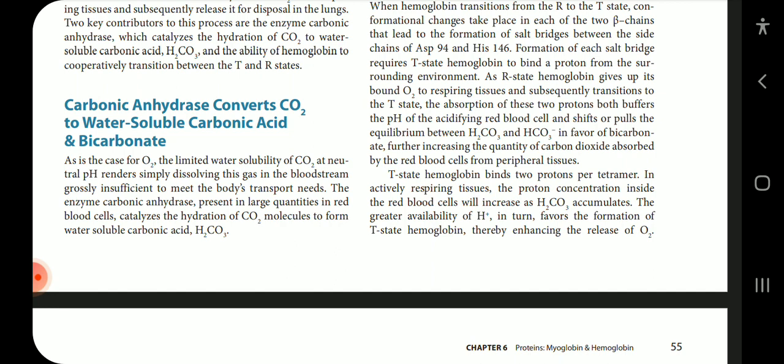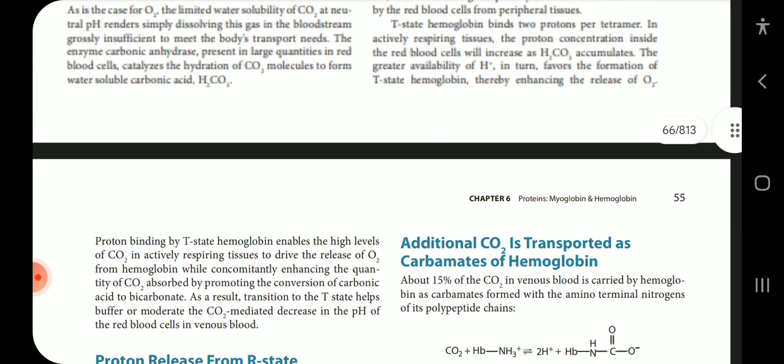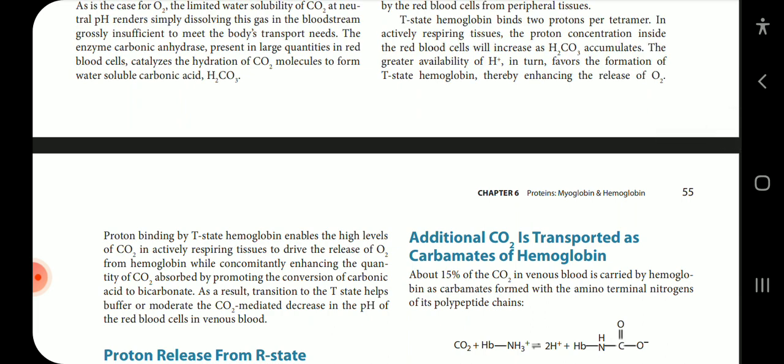In actively respiring tissues, the proton concentration inside the red blood cells will increase as H2CO3 accumulates. The greater availability of H+ in turn favors the formation of T-state hemoglobin, thereby enhancing the release of O2. Proton binding to T-state hemoglobin enables the high levels of CO2 in actively respiring tissues to drive the release of O2 from hemoglobin while concomitantly enhancing the quantity of CO2 absorbed by promoting the conversion of carbonic acid to bicarbonate. As a result, transition to the T state helps buffer or moderate the CO2-mediated decrease in the pH of the red blood cells in venous blood.